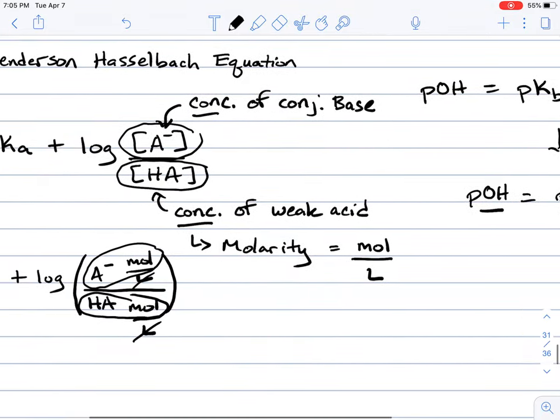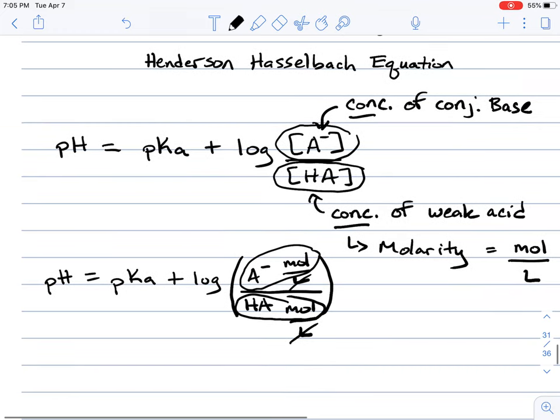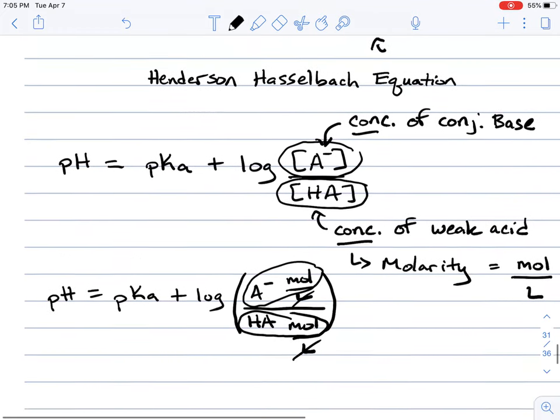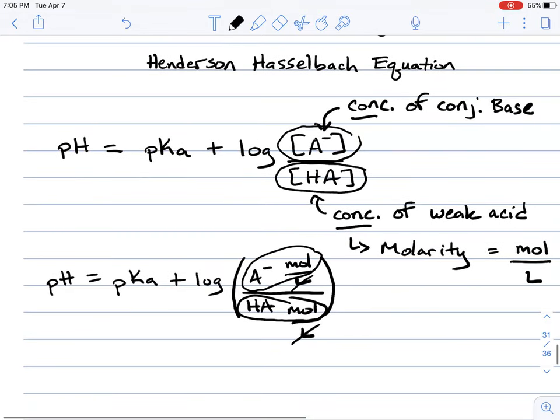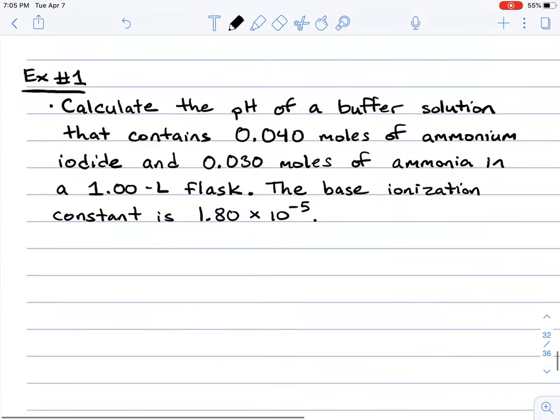Okay. All right. And so now that we've taken a peek at the Henderson-Hasselbalch equation, let's go ahead and see how we can apply this equation in different scenarios. All right, so let's go ahead and look at an example. So this is example number one.